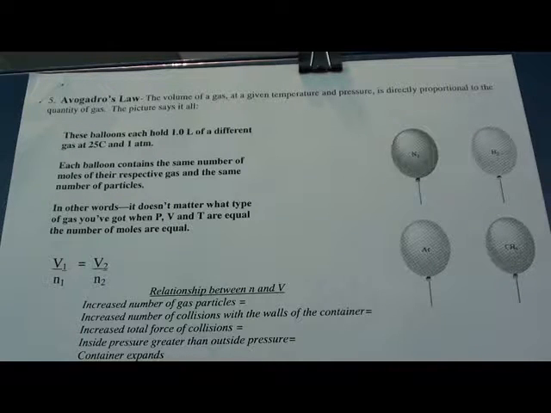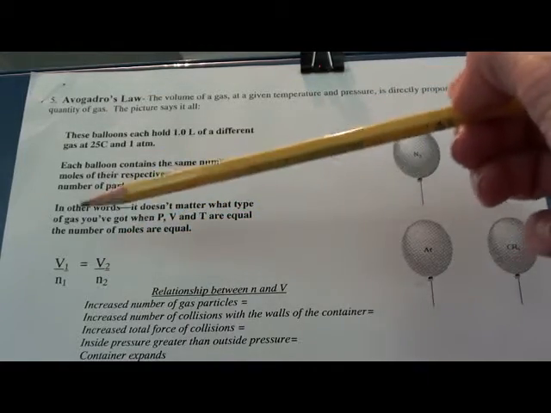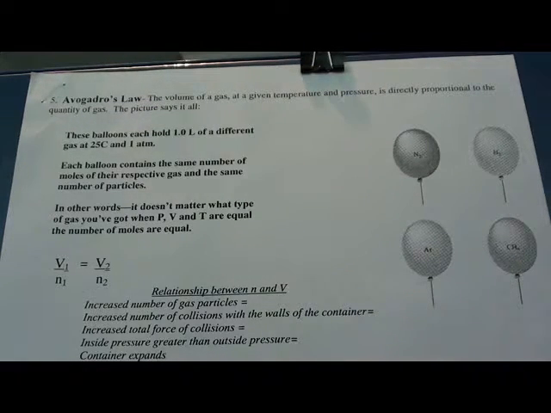Each one of those balloons holds 1 liter of a different gas at 25 degrees C and 1 atmosphere. Each balloon holds the same number of moles of their gas, so the same number of particles of gas, and the volume is the same. No matter what the gas is, with the same number of moles, the volume is the same. Here it is, V1N1 is equal to V2N2. Now, you may have figured out that when you have a relationship where one variable is divided by another, that denotes a direct relationship, and it is the same here as well. You increase the number of moles of gas you have, and the volume will increase.